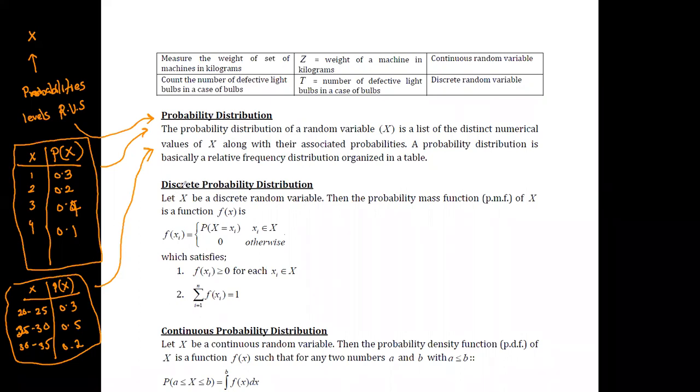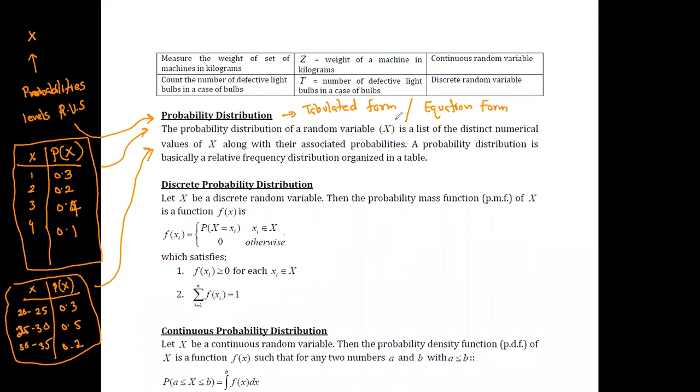And generally, we can write down the probability distribution in tabulated form, or else we can write this probability distribution in equation form as well.